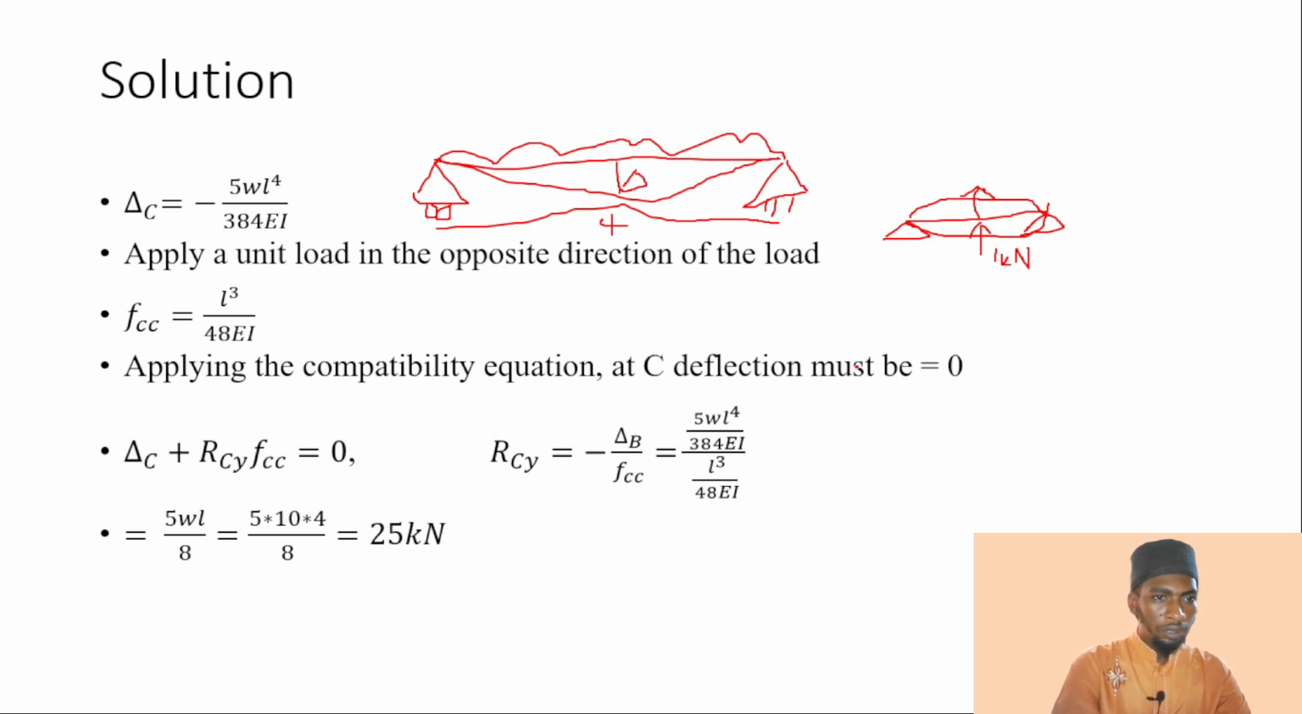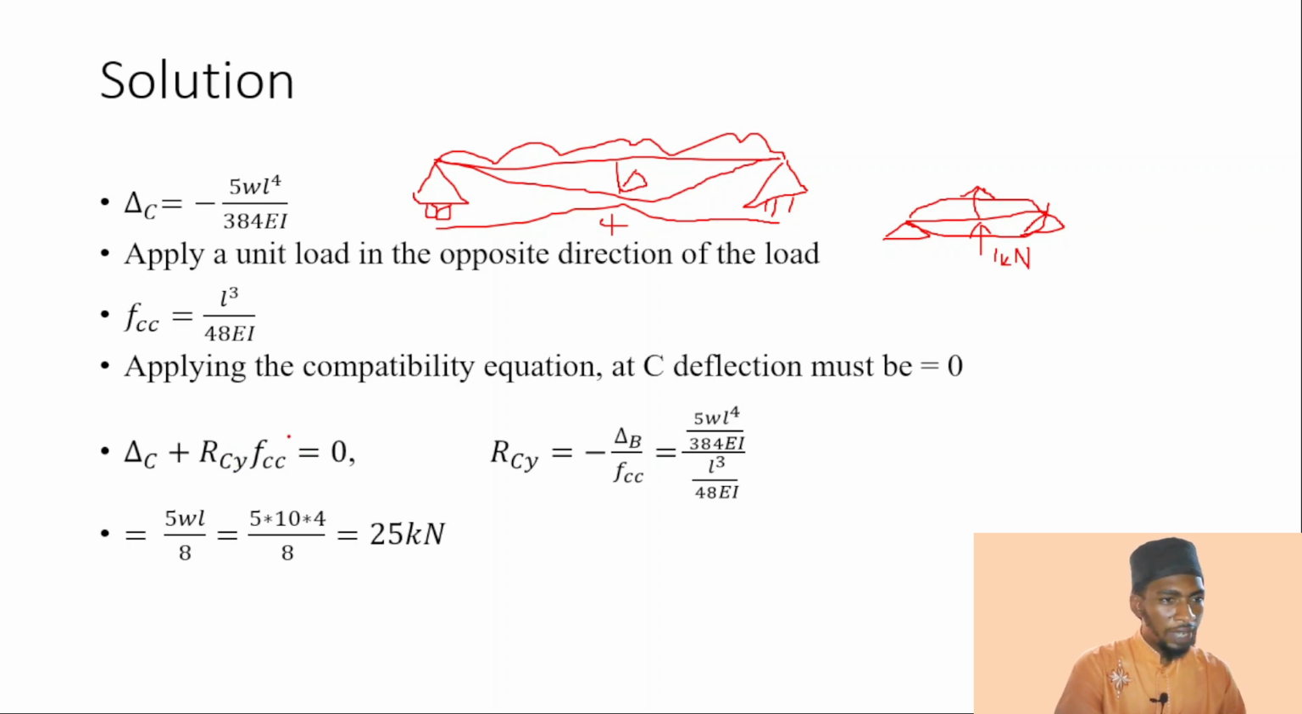Okay, so the compatibility condition says, since we are considering the same point, then definitely the sum of the two deflections must be 0. So the deflection at C must be equal to 0 with this arrangement, with the unit load at C and with the uniformly distributed load over the entire span. So we are going to add the two deflections and equate everything to 0. Delta C plus FCC is equal to 0.